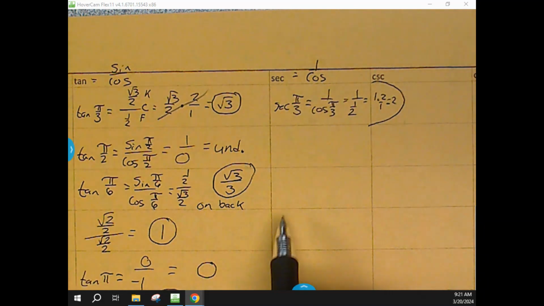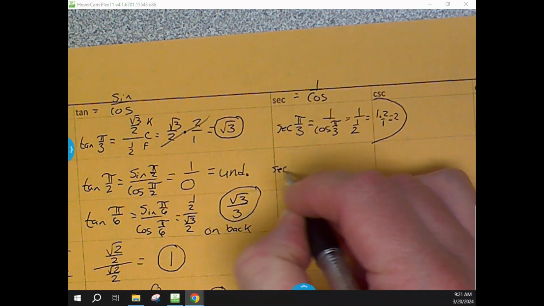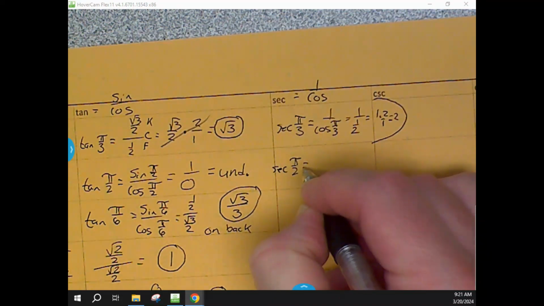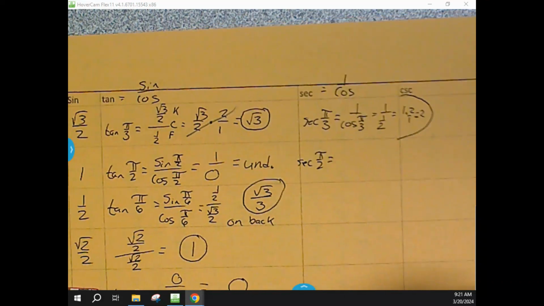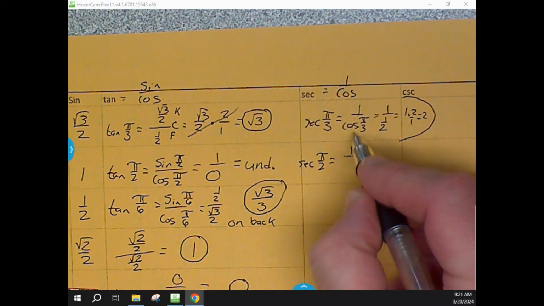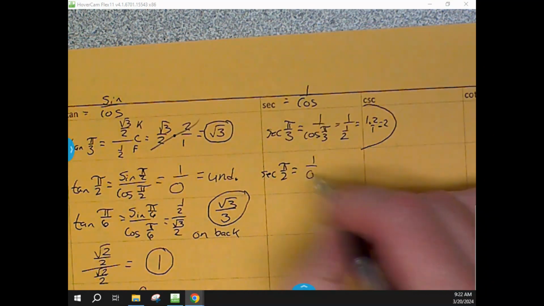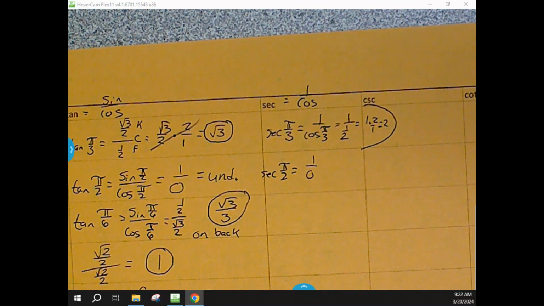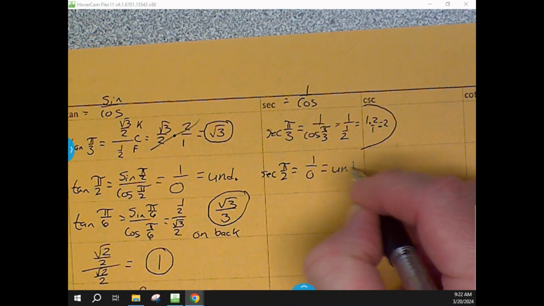So for the next one, if we do the secant of pi over 2, again, we know that's going to be 1 over the cosine. We're going to skip this middle step so we don't run out as much room here. The cosine of pi over 2 is 0. Uh-oh. So that's 1 over 0. That's going to be undefined.